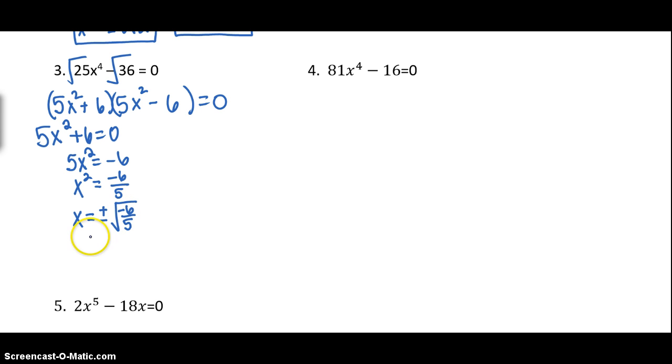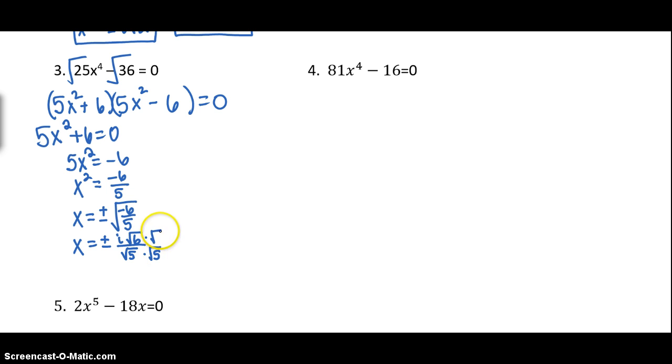I do see a negative right here, so I do want to pull this out. So i root 6 over root 5. Now, here we could rationalize the denominator, but sometimes we do it and sometimes we don't. I tend to like to rationalize the denominator as a teacher, so I'm going to show you how to do that.